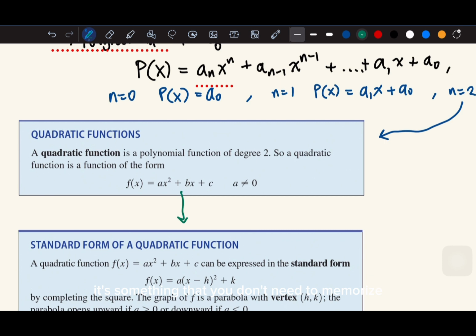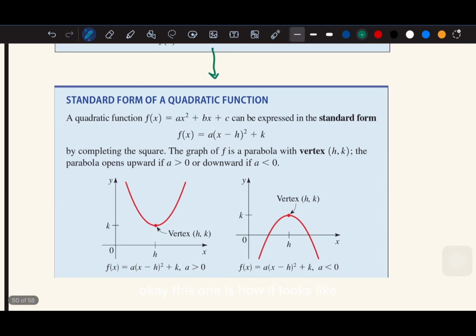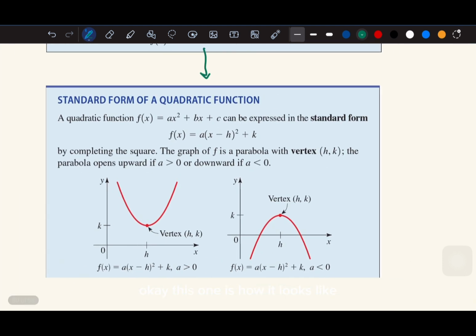It's something that you don't need to memorize, and I don't think you need to write all of this. Just write the keywords. I hope it helps. Like this one and this one. This one is how it looks. It has the vertex here, which means a minimum point. The vertex here is the maximum. And the point here is always h, k.